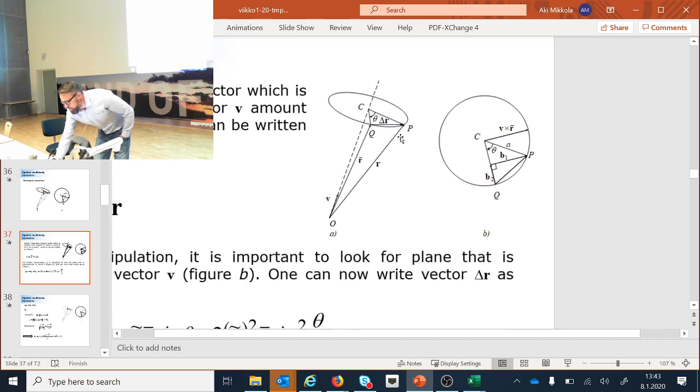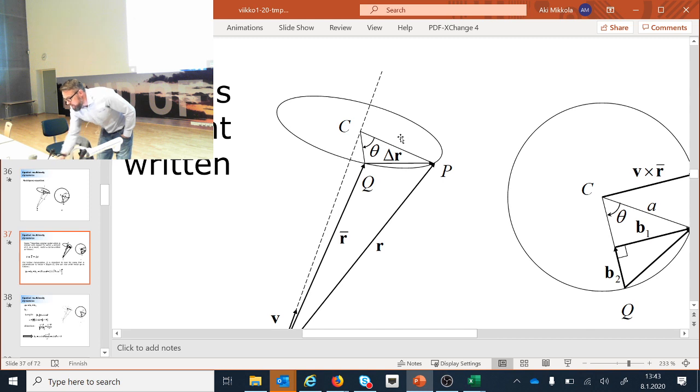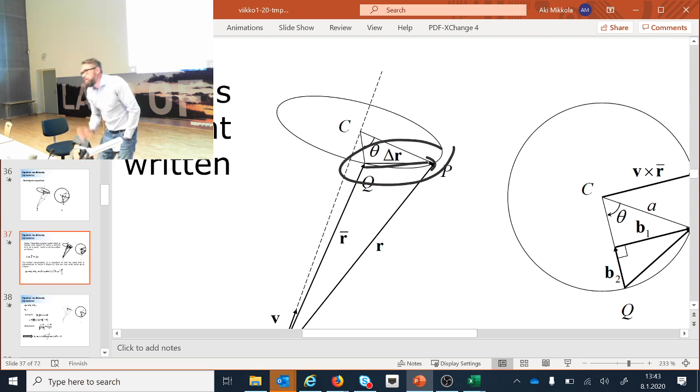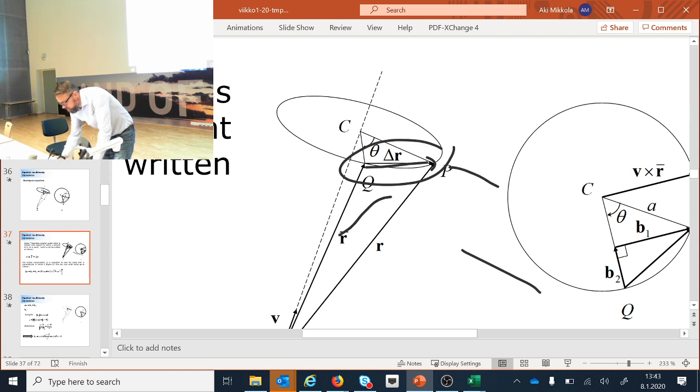It's not very visible, so let's try to make this bigger. This delta r is this component, this component. That's what I'm trying to express mathematically. To make that happen, I need to use a little bit of assisting vectors.